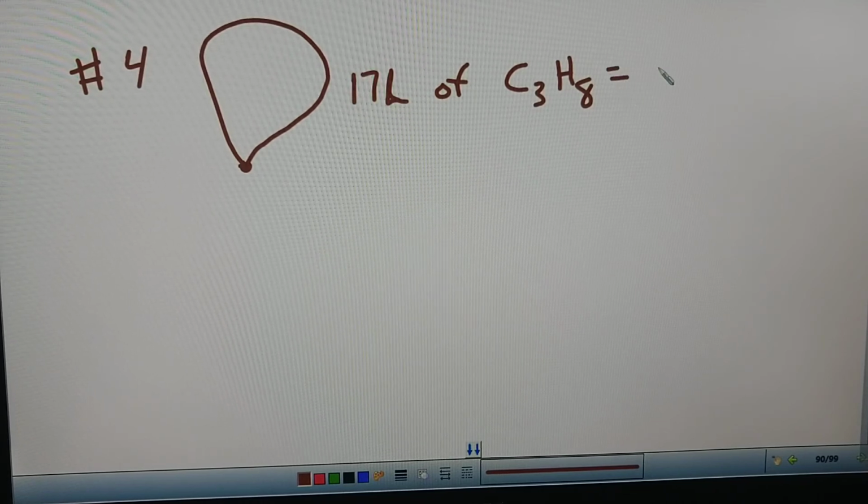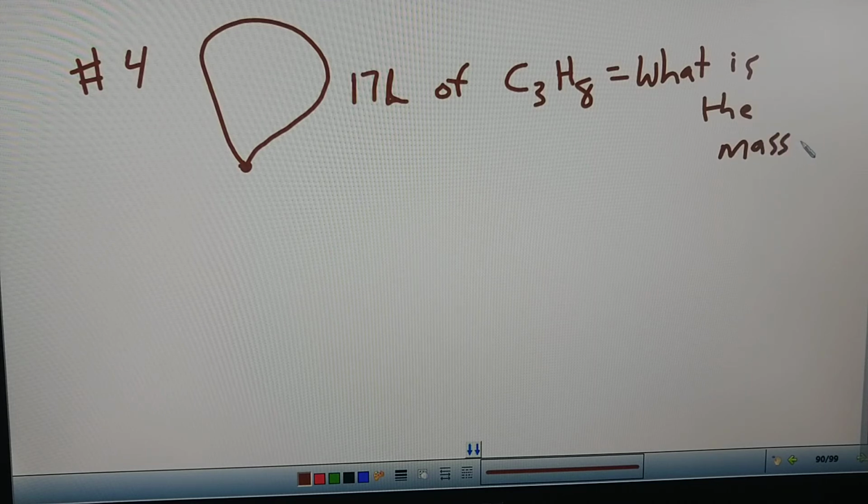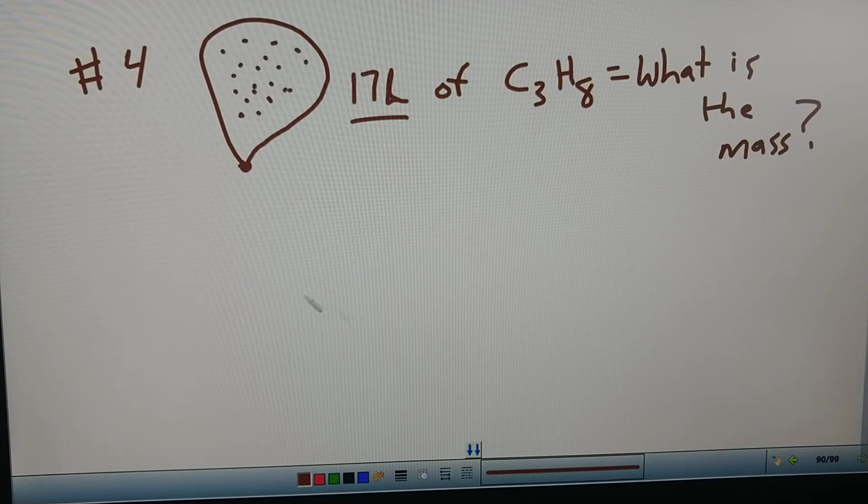All right? What is the mass of the balloon? In other words, how many grams of propane are in the balloon if it's 17 liters? Go.